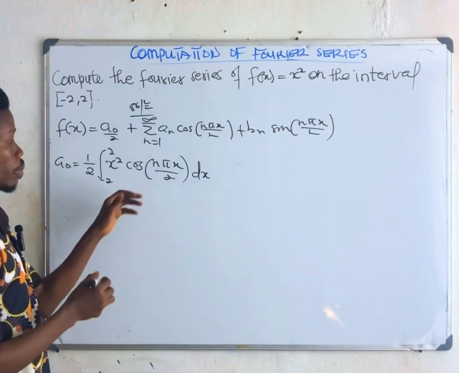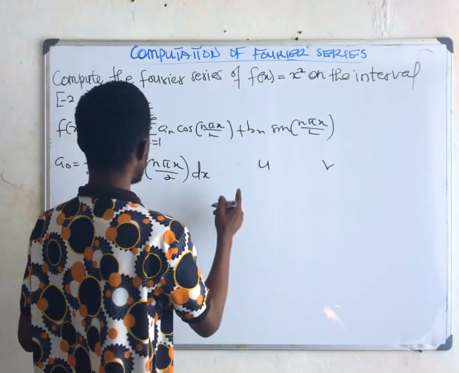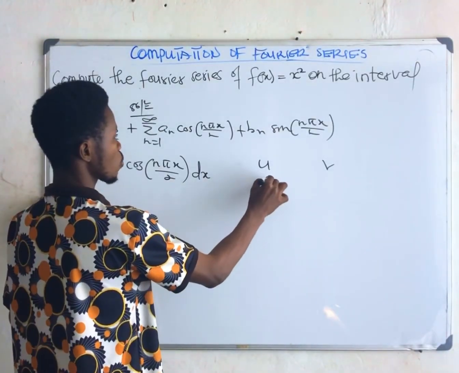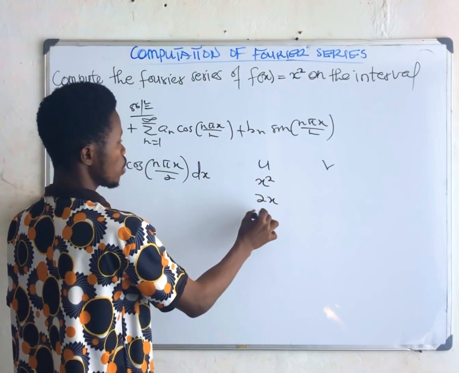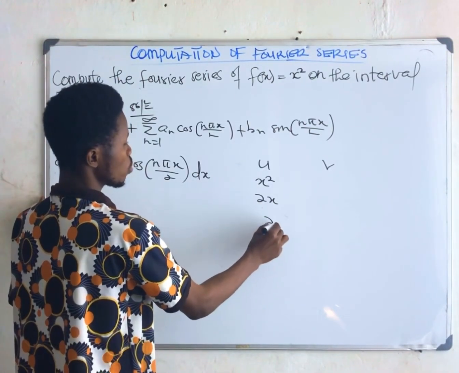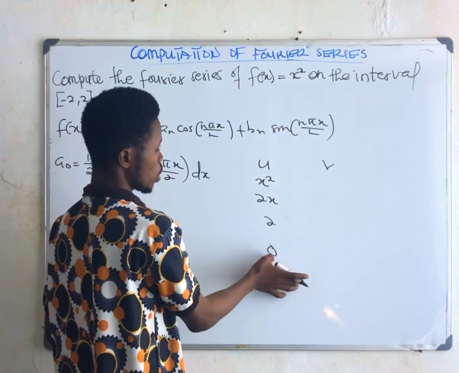This is also integration by parts, so you are going to use the table, where we said u and v. The u should be the one that can be terminated, which is the x squared. You differentiate, you have 2x. You differentiate, you have 2. You differentiate, you get 0. So here you differentiate till you get to this point.